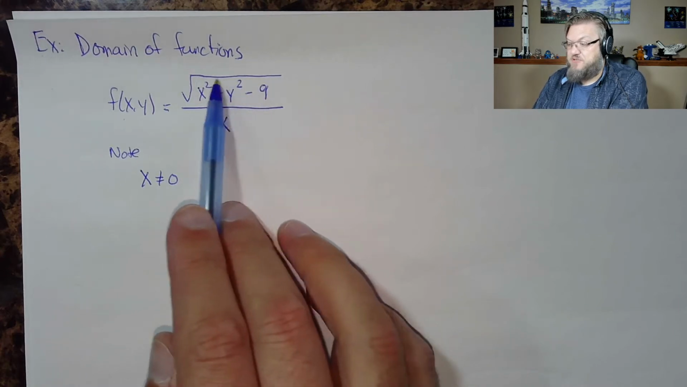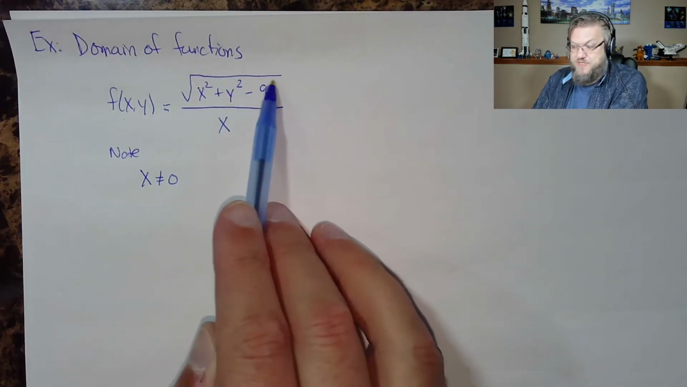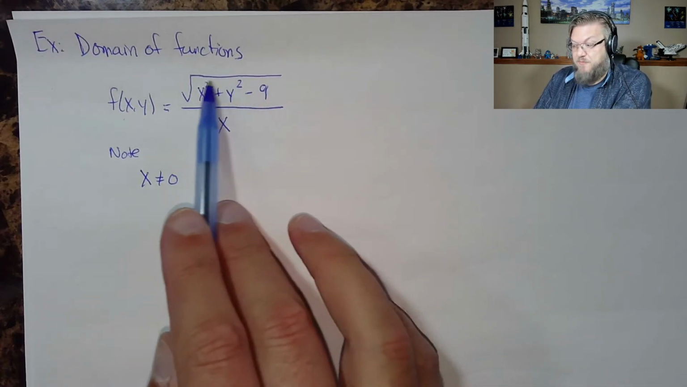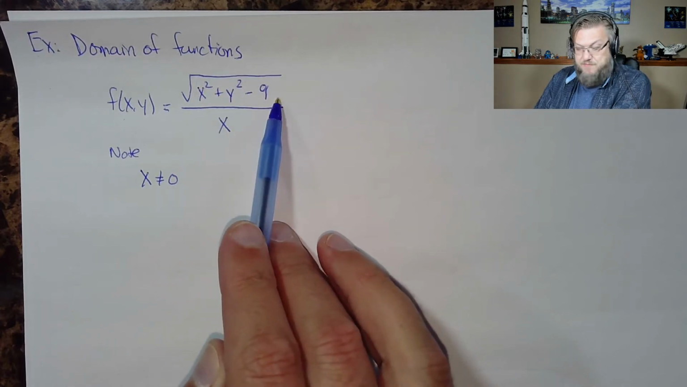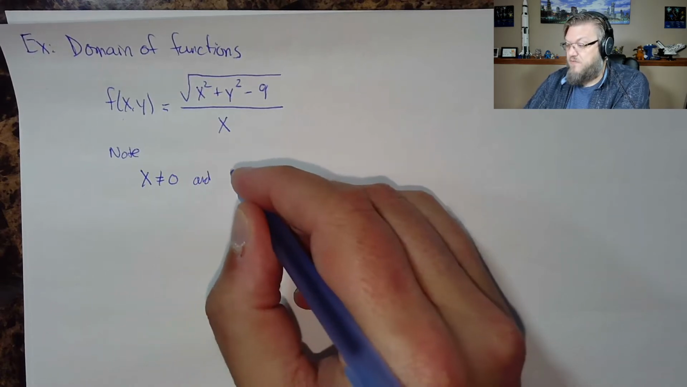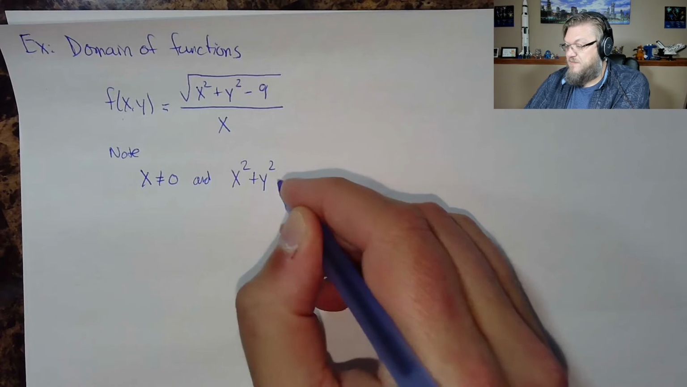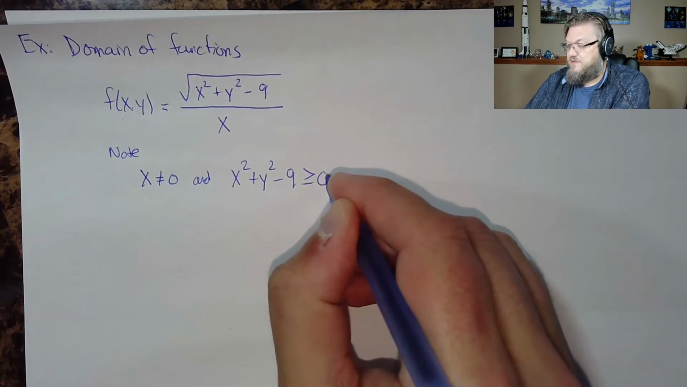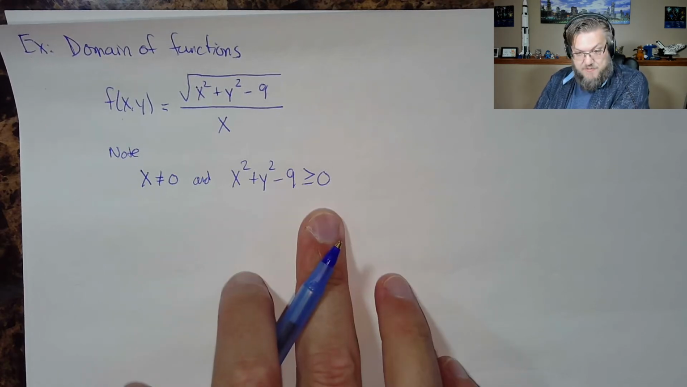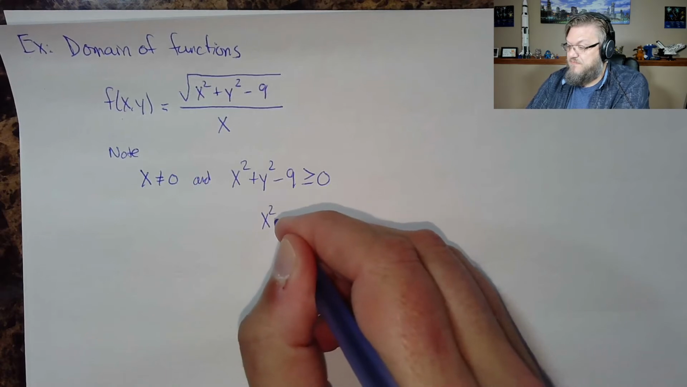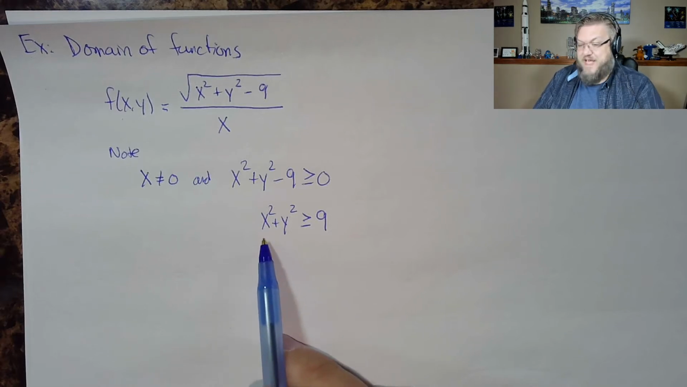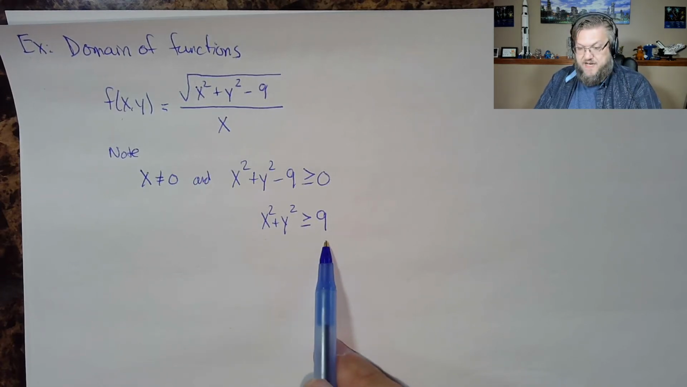Then we also have the following restriction here. Since this is underneath a square root, this has to be greater than or equal to 0, because you can only allow positive or 0 numbers underneath a square root, right? So we have another problem. x can't be 0, and we have to guarantee that x squared plus y squared minus 9 is greater than or equal to 0. Yeah? Okay. So that is a requirement. Solving for this gives me this relationship. Adding 9 to both sides, x squared plus y squared has to be greater than or equal to 9.